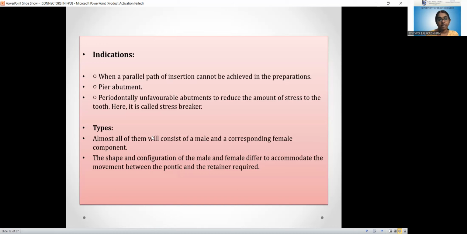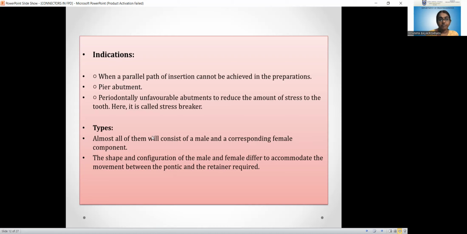Next is in the case of a pier abutment. When we suspect a much heavier load onto this intermediate abutment or pier abutment, the connector can act as a stress breaker. Actually, this is included in the special considerations, which we will be discussing in the last portion of this class. That is pier abutment and periodontally unfavorable abutment. When we want to reduce the amount of stress transferred to the tooth, it can act as a stress breaker also. We can give a non-rigid connector in that area.